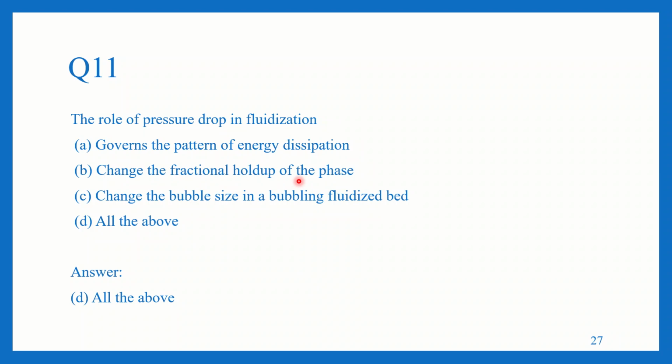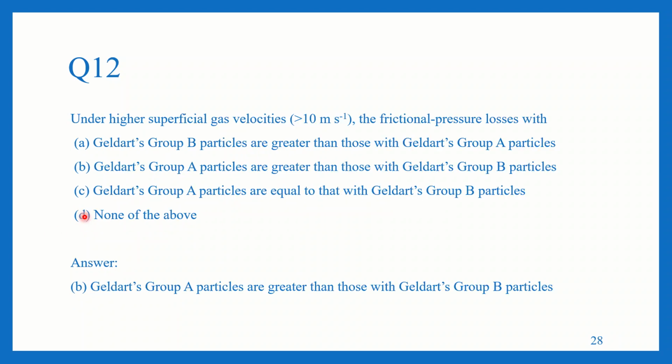So the answer to this question is all the above. Under higher superficial gas velocity, the frictional pressure losses with group B particles are greater than those with group A particles, or group A particles are greater than those with group B particles, or group A particles are equal to that with group B particles, or none of the above.